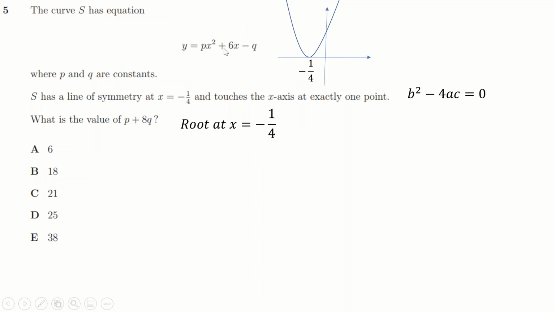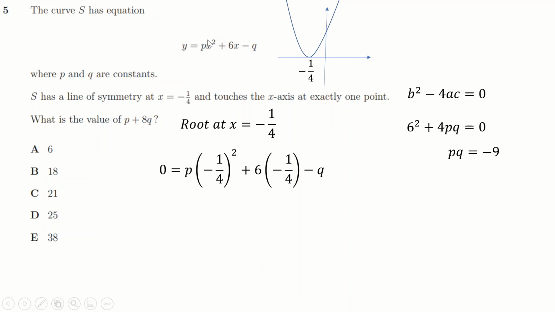B is just 6, A is P, and C is minus Q. So I think I end up with this statement, which gives me this, which is cool. And now if I have the root at minus a quarter, what that means is when I put in x is minus a quarter, I get 0 out. So I should end up with 0 equals, and then I put in x is minus a quarter at the x's. And again, when I deal with this, that's going to make a 16th, because a negative squared is a positive. This is going to make minus 3 over 2, or whatever. And then I'm going to times by 16, I think, just to get whole numbers.